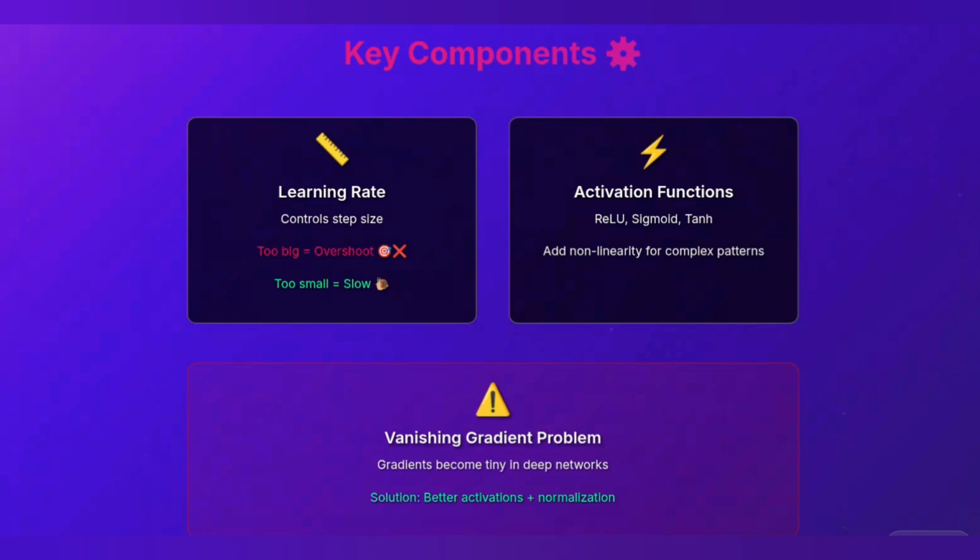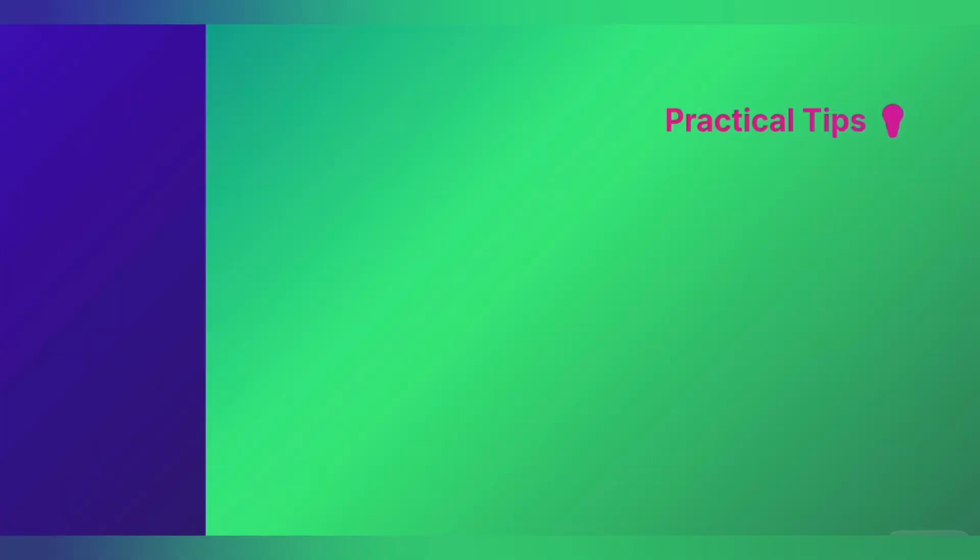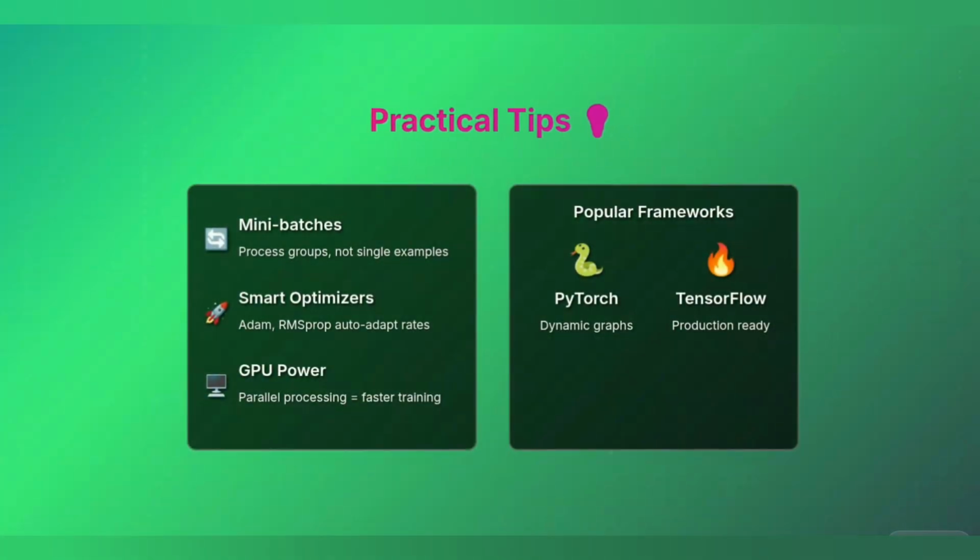Another important concept is regularization. Backpropagation can sometimes lead to overfitting, where the network memorizes training data but fails on new examples. Techniques like dropout and weight decay help prevent this. In practice, we rarely update weights after each single example. Instead, we use mini batches, small groups of examples, to make more stable gradient estimates.